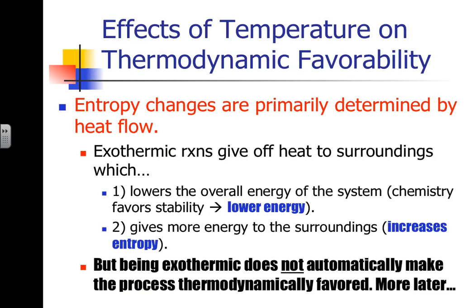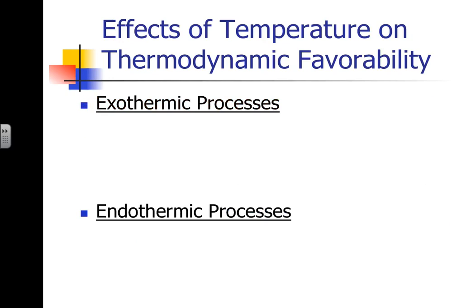Now notice what it says: being exothermic does not automatically make the process thermodynamically favored. Part of the reason for that deals with how much energy is maybe already in the system. Sometimes it deals with temperature. More on that later, just hold the thought. But for now, understand that if it's an exothermic reaction, it generally will be thermodynamically favored, and that's because of a connection to entropy, as well as just plain old regular chemistry. Okay, so sort of a rundown.